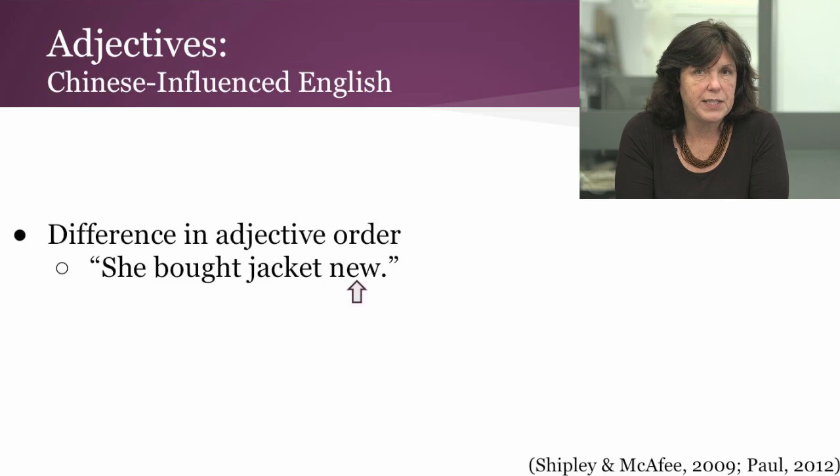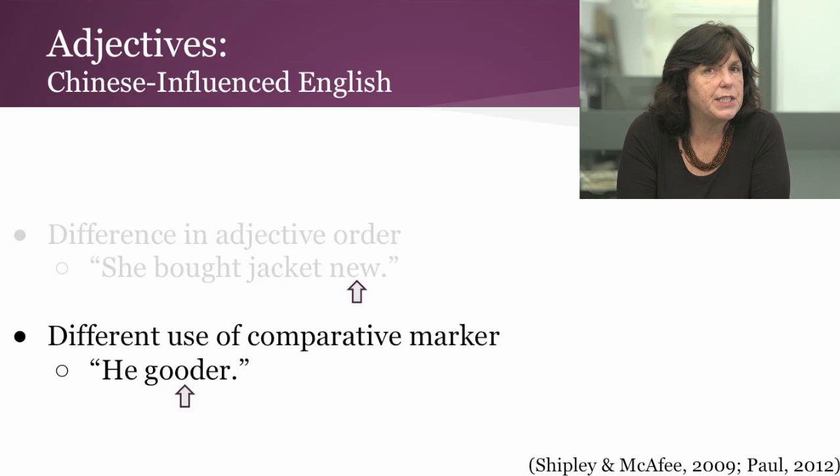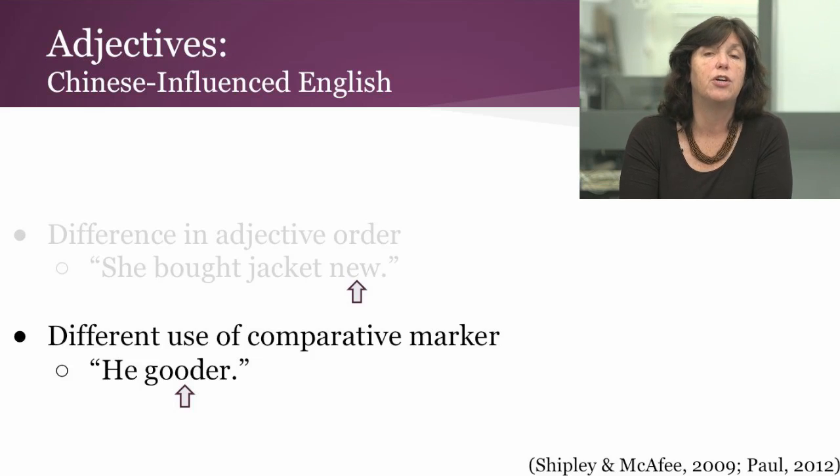In Chinese influenced English, we also see different adjective order, such as she bought jacket new. Notice here the article before jacket is also omitted. In Chinese influenced English, there is also different use of the comparative marker. Similar to African American English, in Chinese influenced English, it's grammatically correct to regularize the comparative form by adding an ER to an irregular form like good to form gooder.